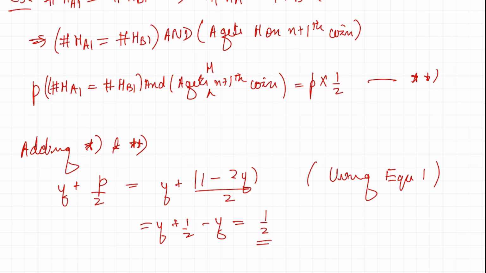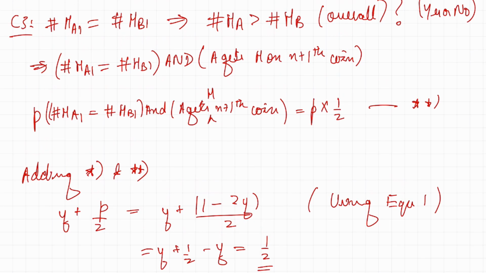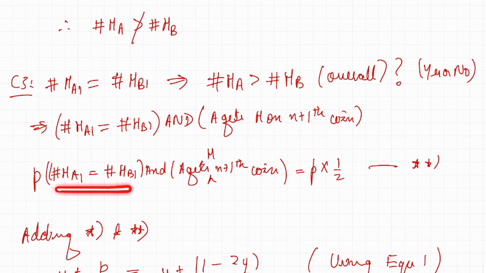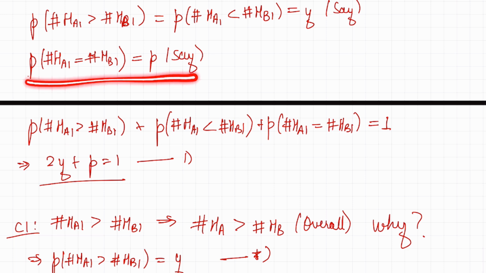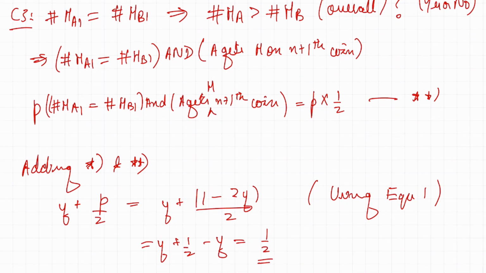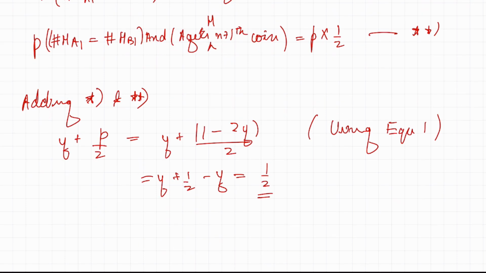So there you go. We actually never computed the probability where the number of heads of A and B are equal. We just allocated it as P, and this case 3, which we allocated as Y, we never computed it. In fact, we never computed Y because we just used symmetry here. And in our answer, it just cancels off. So that's the beauty of symmetry that we're using here. So the final answer is 0.5.